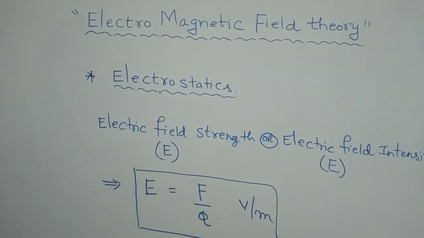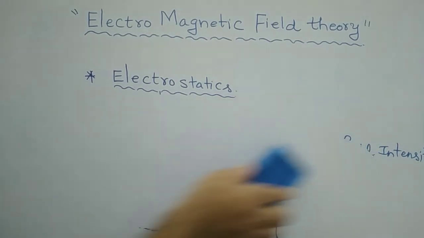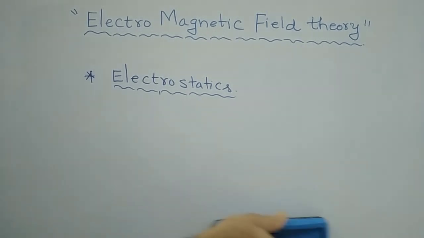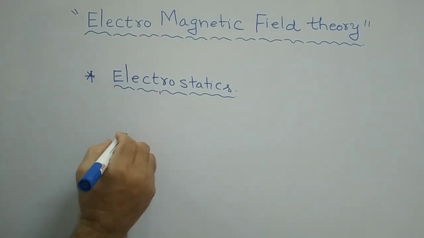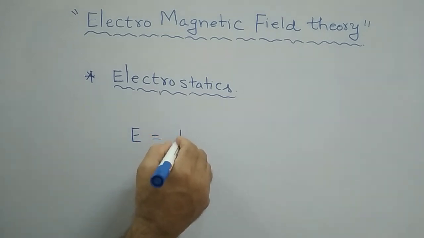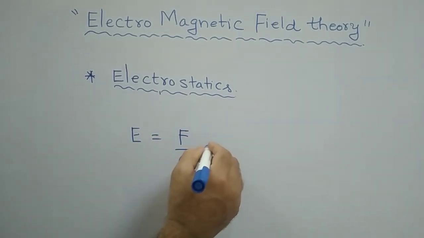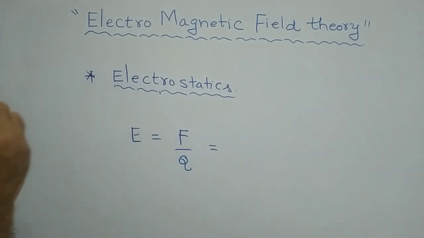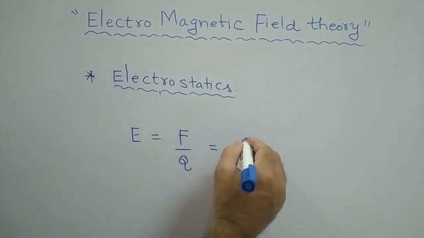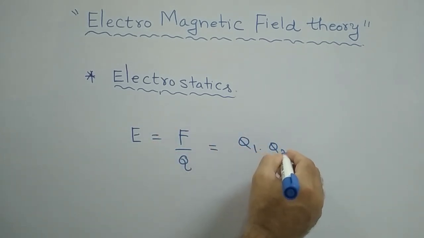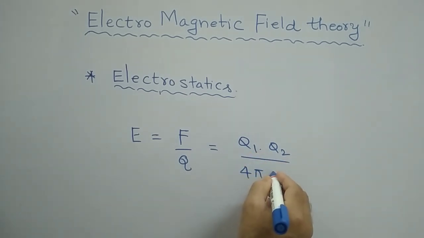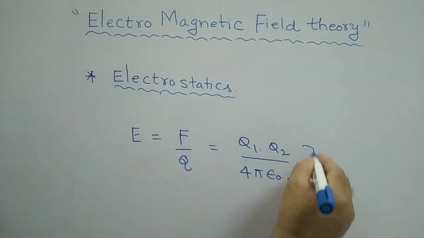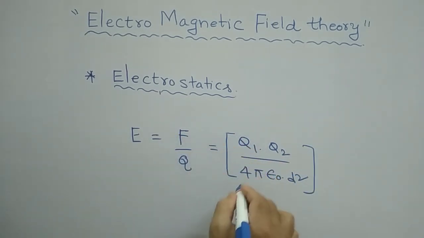For the definition of the Coulomb force, we considered two point charges Q1 and Q2, whereas for the electric field strength, E is the Coulomb force per point charge Q. In this case, for defining electric field intensity, F is nothing but Q1 into Q2 divided by 4 pi epsilon naught into d square, which we have seen. This is the force, and the field is this force divided by Q.